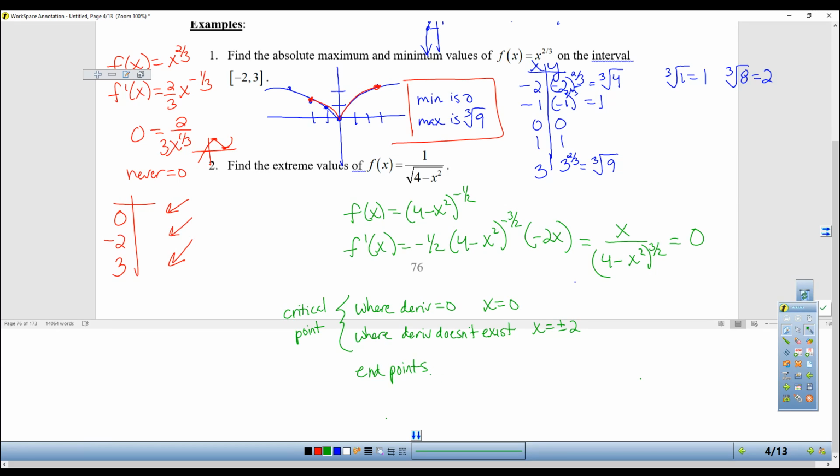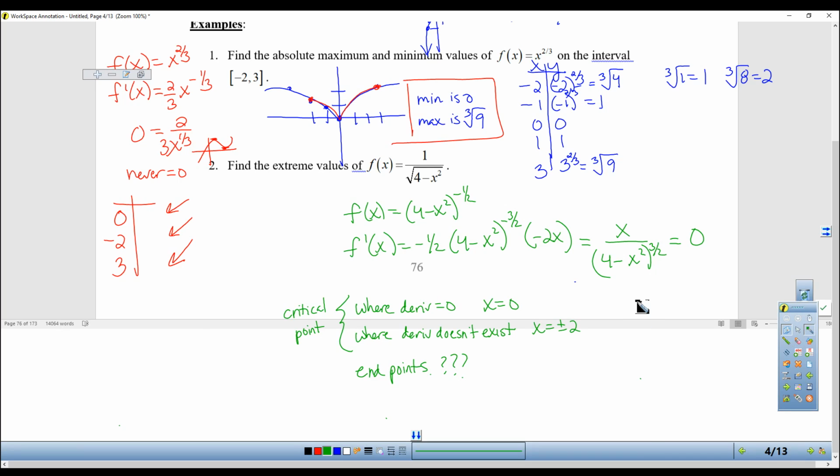So no domain is given, so you don't have to worry about endpoints unless the graph just ends. Sometimes a graph ends, right, like a square root graph, and it does have an endpoint just because of its domain. Well, you don't really know what this one looks like, so that's not going to be a good option in this case. You don't know what the endpoints are.